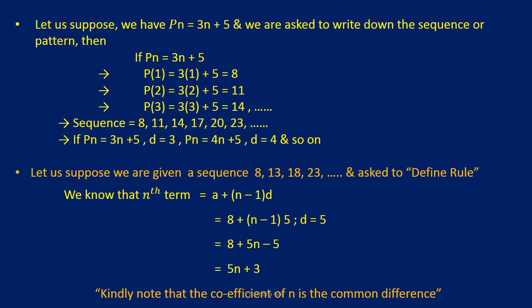This means that through this, we can find any term in the sequence. What is very important to note here is that the coefficient of n is basically the common difference in the sequence, right? Just like if the nth term is equal to 5n plus 3, our common difference would be 5. That is the coefficient of n.